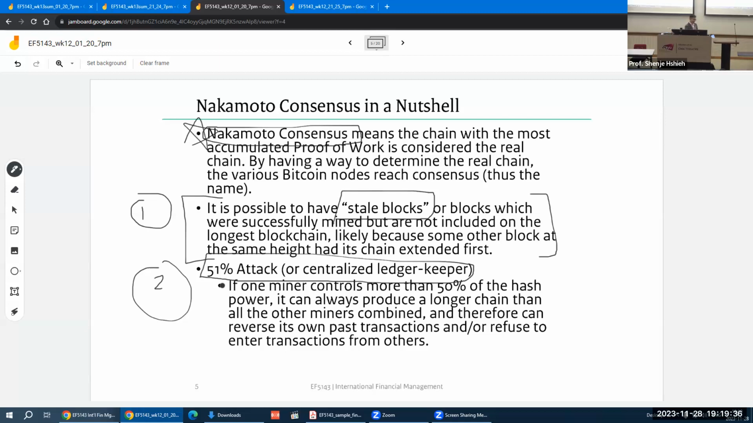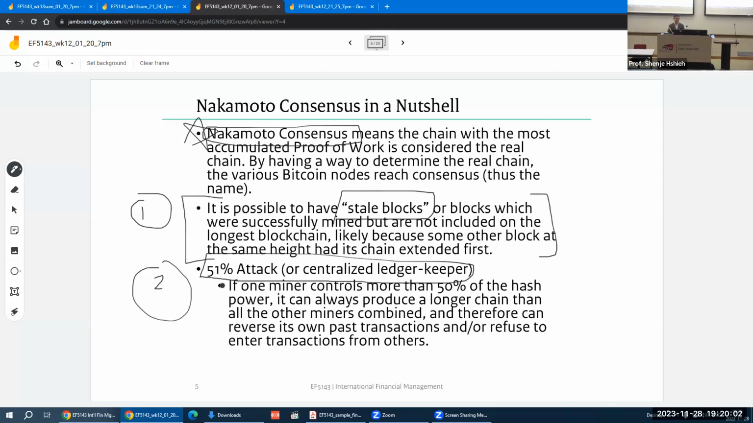Pros, it's very secure because computational work is very, very hard to redo and undo, or you can't undo, it's permanent. So that's the main selling point. But it has downsides. Downside is it's very, very cumbersome and slow. And as I will show you, it takes about 10 minutes to verify a transaction.